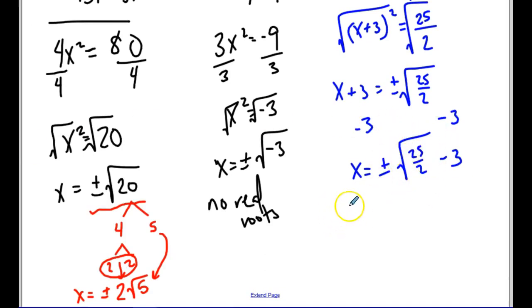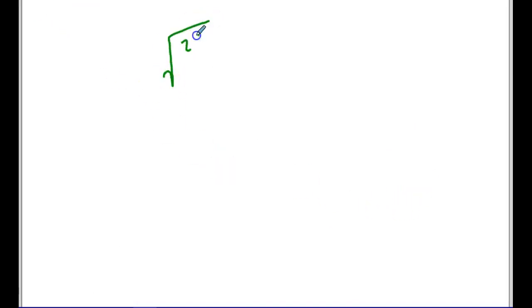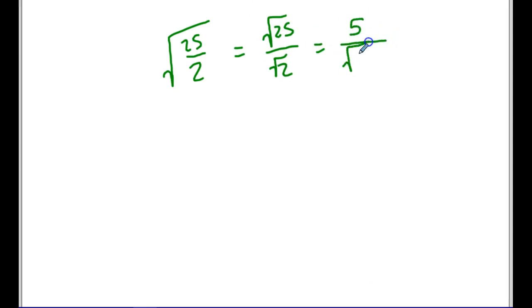Okay, so we're just going to look at this square root of 25 over 2 for just a second. So I've got the square root of 25 divided by 2. Well, I can use my quotient property of radicals and separate that out. So I have the square root of 25 over the square root of 2. Well, I know what the square root of 25 is, so we can simplify that a little bit more. So now I have 5 over the square root of 2.